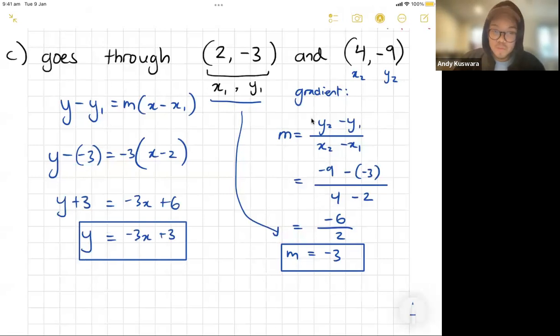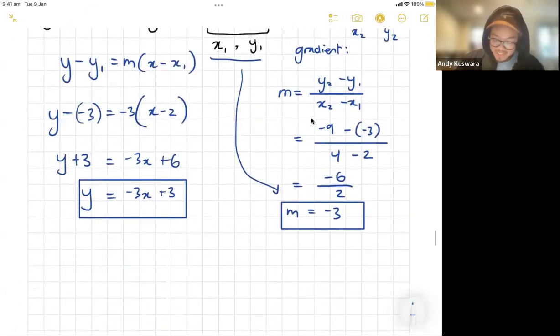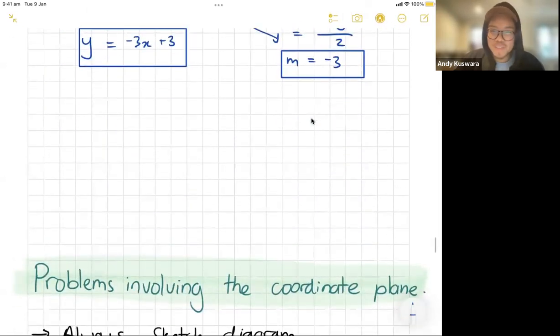Okay. Hopefully it makes a bit of sense. Hopefully you can see that we're just doing a lot of substitution, but I'm hoping that's making sense. I think that's it. I guess there's a sneak peek. We're going to look at problems next lesson.